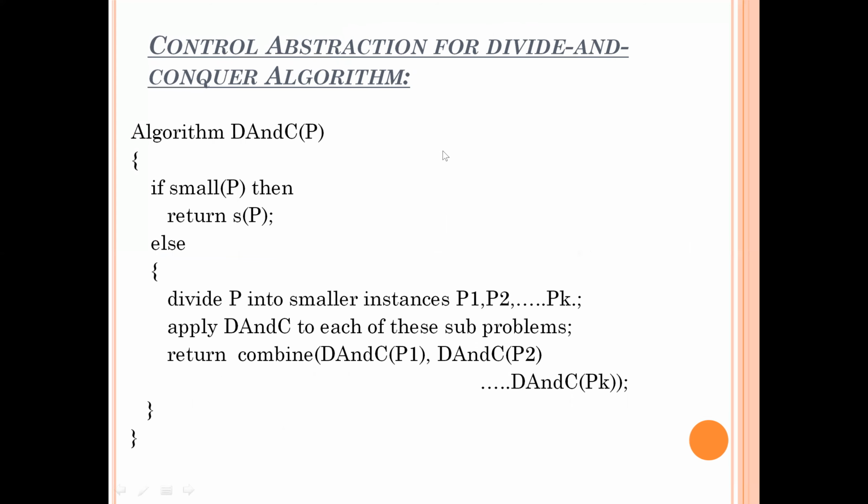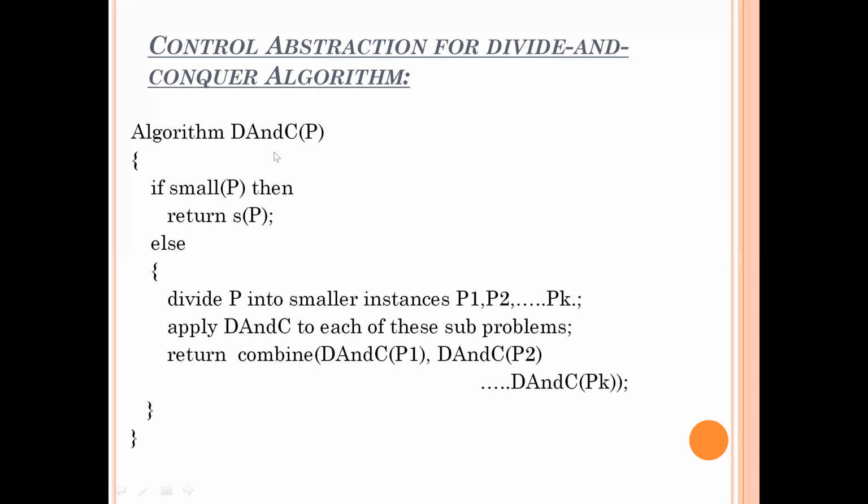So this is the control abstraction for the divide and conquer algorithm. Control abstraction is just the general method; general method and control abstraction are the same. For any problem, you can use this algorithm for getting the solution. The algorithm is called DAndC, where D means divide and C means combine. So the algorithm is DAndC of P, where P is a problem.